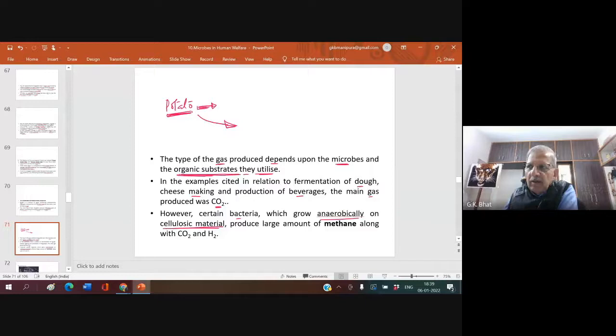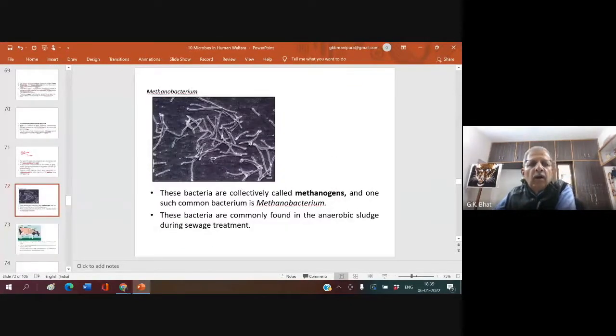you eat more broccoli. Have you heard about broccoli? Have anyone of you heard about broccoli? Yes, sir. You do one thing. You eat extensively broccoli, and you see who will sit nearby you next day. Bacteria which grow anaerobically on cellulosic material produce a large amount of methane along with CO2 and H2. Methane means you can't stay near that person. So if more and more cellulosic material is there, a large amount of methane, CO2 and H2 gets produced.